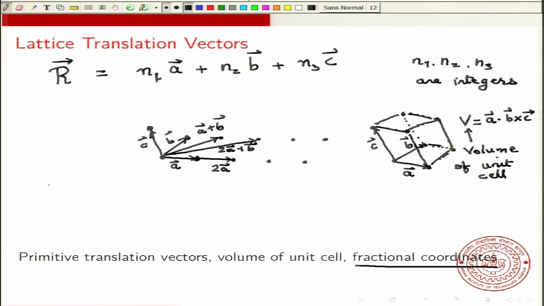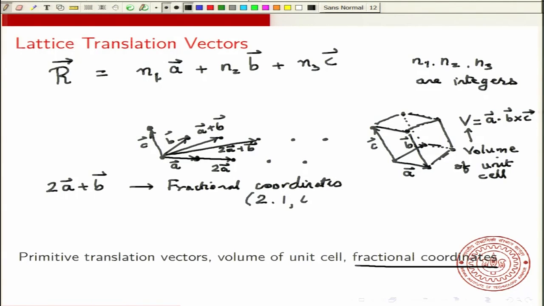follows. Suppose you have a point 2a plus b. In fractional coordinates, it becomes 2, 1 and 0. The 0 is the C coordinate. So, I could have written this as 2A plus B plus 0C. This is equivalent, and it is represented by 2, 1, 0 in this fractional coordinate system. And actually they are fractions.